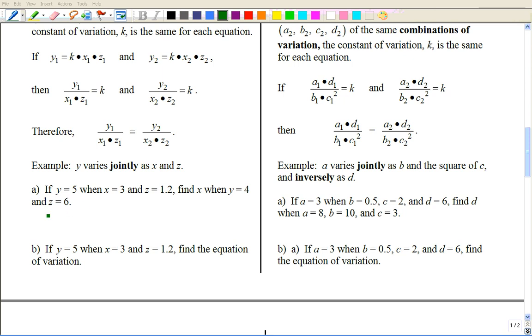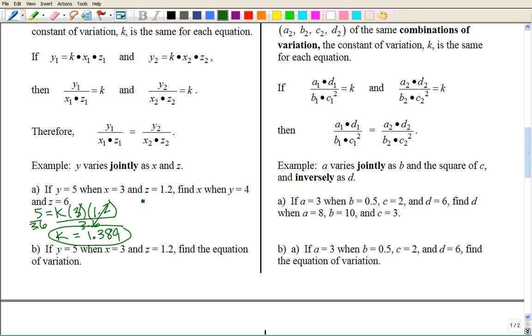So I'm given y is 5. So I always put 5 equals, and then the k goes right next to that. X is 3, and z is 1.2. So to solve for k, 3 times 1.2 is 3.6. So if I divide that on both sides, I'll get that k is equal to 1.389. So there's my constant of variation.